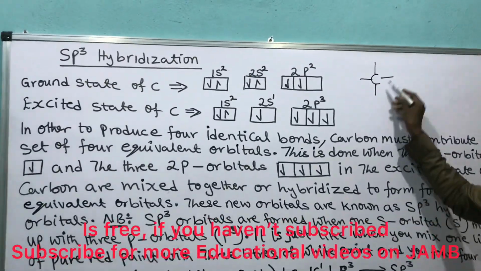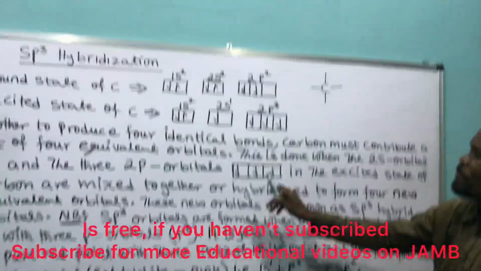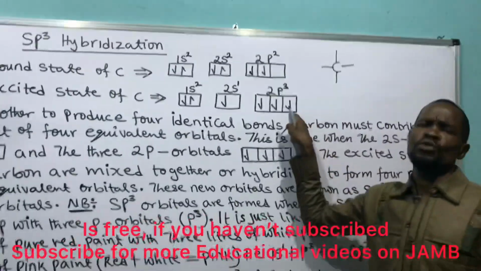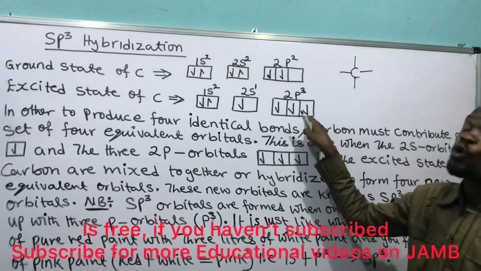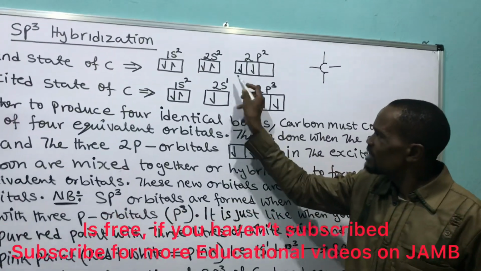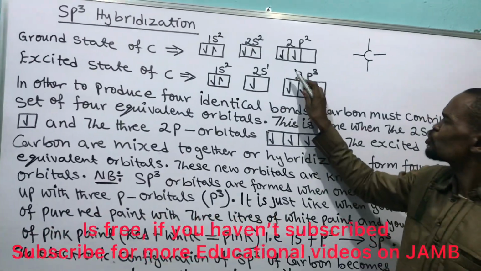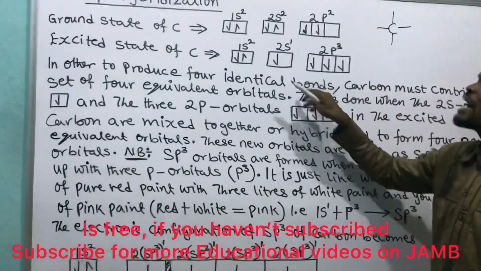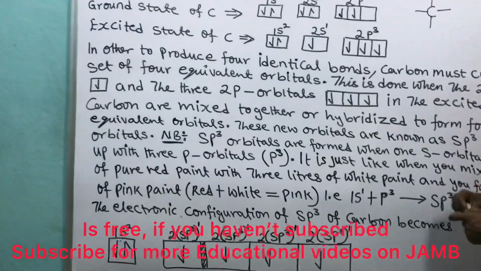For carbon to produce these 4 identical bonds, this one has to mix up with this to form what we call sp3. Look at this one here, mixing up with 2p3. We now form sp3 hybridization.